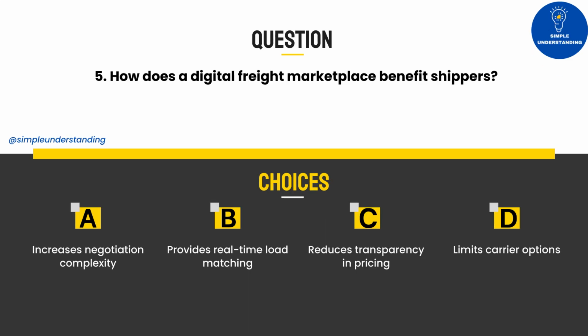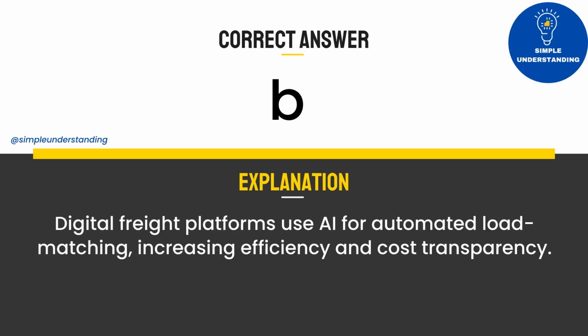5. How does a digital freight marketplace benefit shippers? A. Increases negotiation complexity. B. Provides real-time load matching. C. Reduces transparency in pricing. D. Limits carrier options. Correct answer, B. Explanation. Digital freight platforms use AI for automated load matching, increasing efficiency and cost transparency.